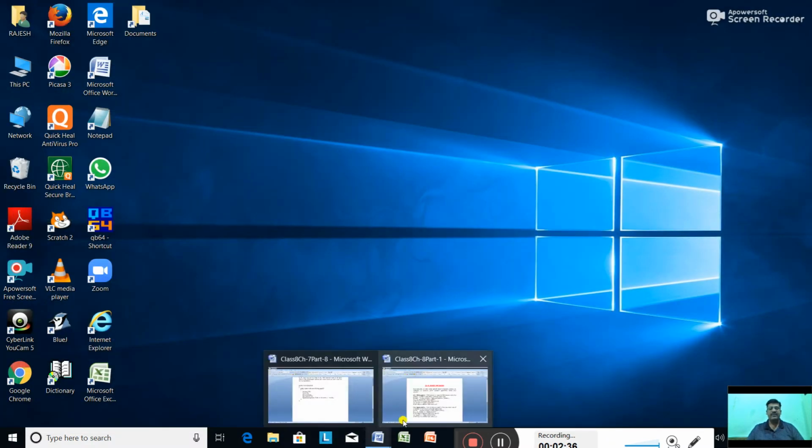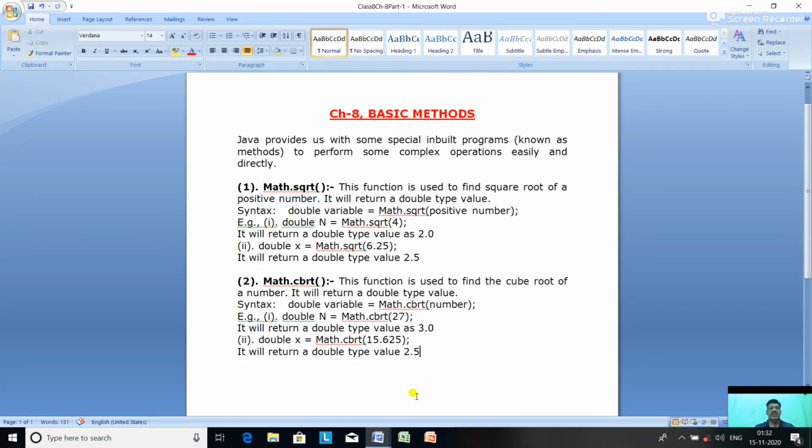Now let us begin chapter 8. Chapter 8 is basic methods. Now see, Java provides us with some special inbuilt programs. Inbuilt means ready-made, already built, known as methods, to perform some complex operations easily and directly. So what is the use of Java methods? It is used to perform some complex operations easily and directly.